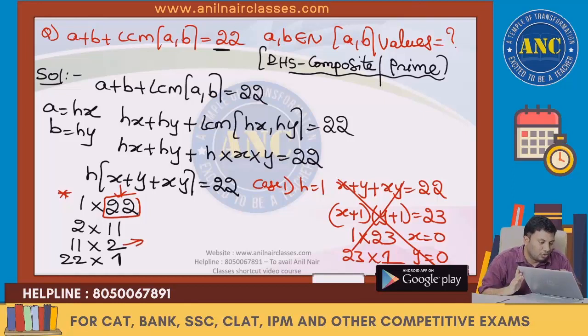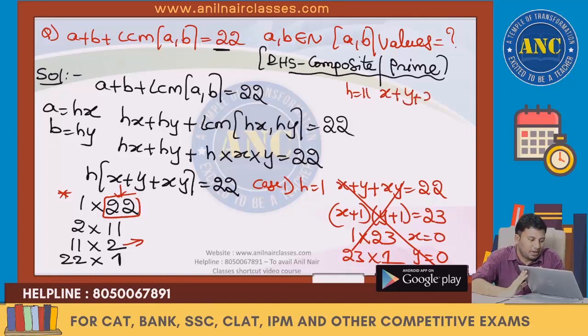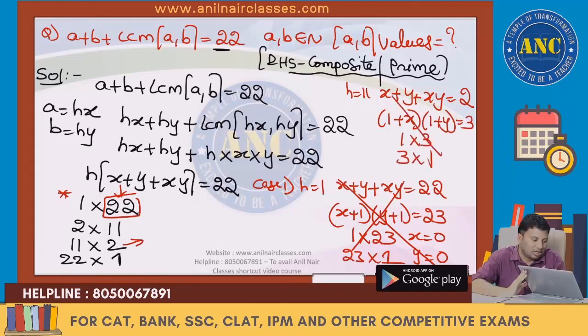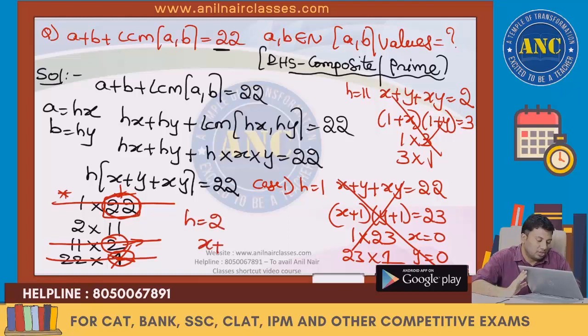Suppose H is 11. X plus Y plus XY is equivalent to 2. 1 plus X into 1 plus Y is 3, which is 1 into 3, 3 into 1. Not possible. If this number on adding 1 gives a prime number, then it is not possible. The only case possible is H is 2 and X plus Y plus XY equivalent to 11.